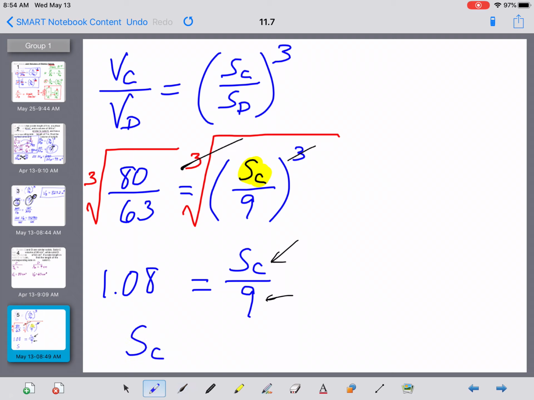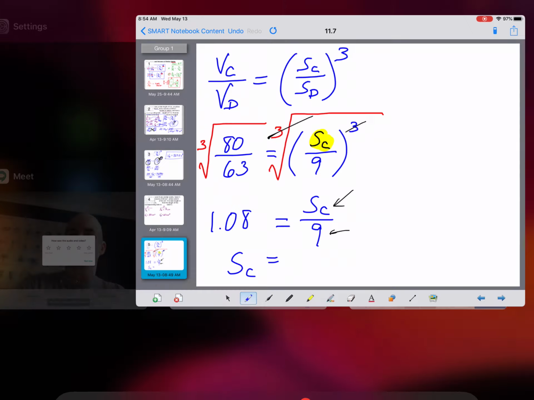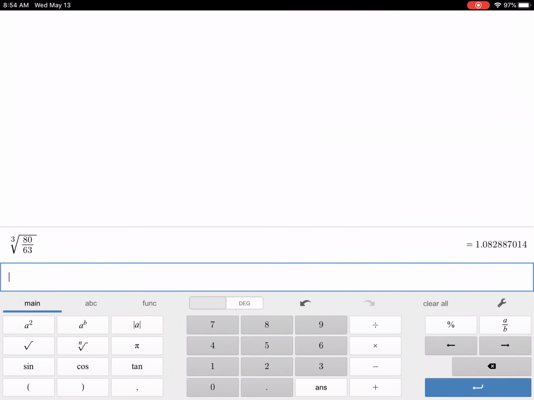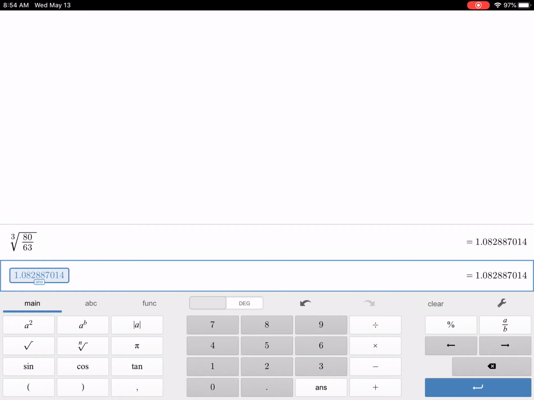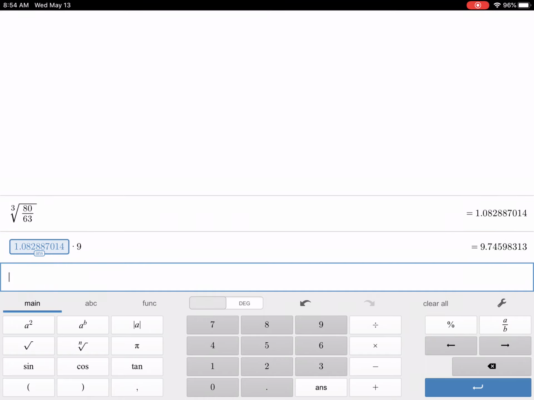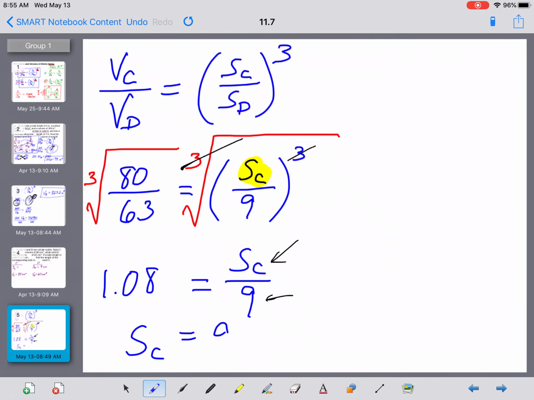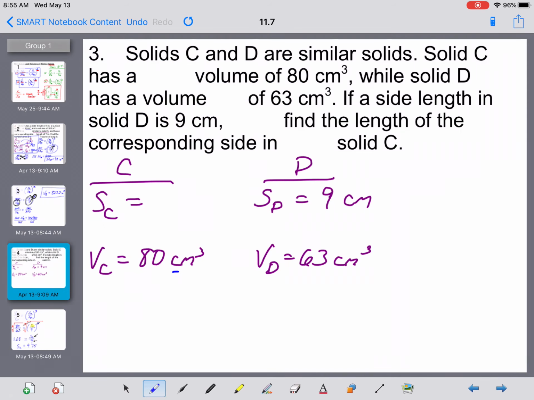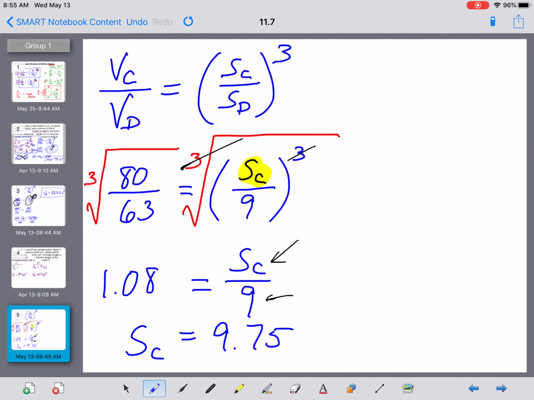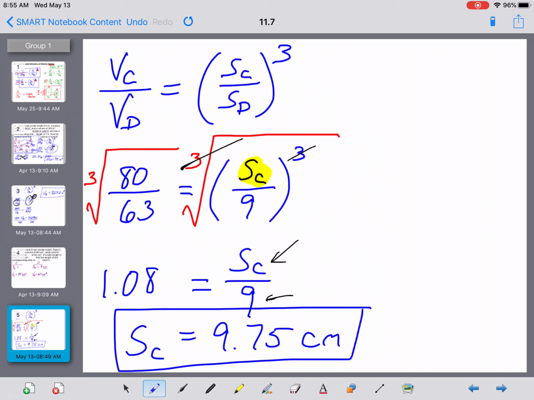So S of C, the corresponding side length in C, is going to equal, and I want to take that last number right there. So on this calculator, I have to hit the answer button. You guys could just hit times. And now I need to hit times 9. And that should give us our answer here of 9.75, if we were going to round that to the nearest hundredth, for S of C, 9.75. We're talking about a side length here. Our volumes were all measured in cubic centimeters, but side lengths are measured in just plain centimeters. So that is the length of the corresponding side here in figure C.